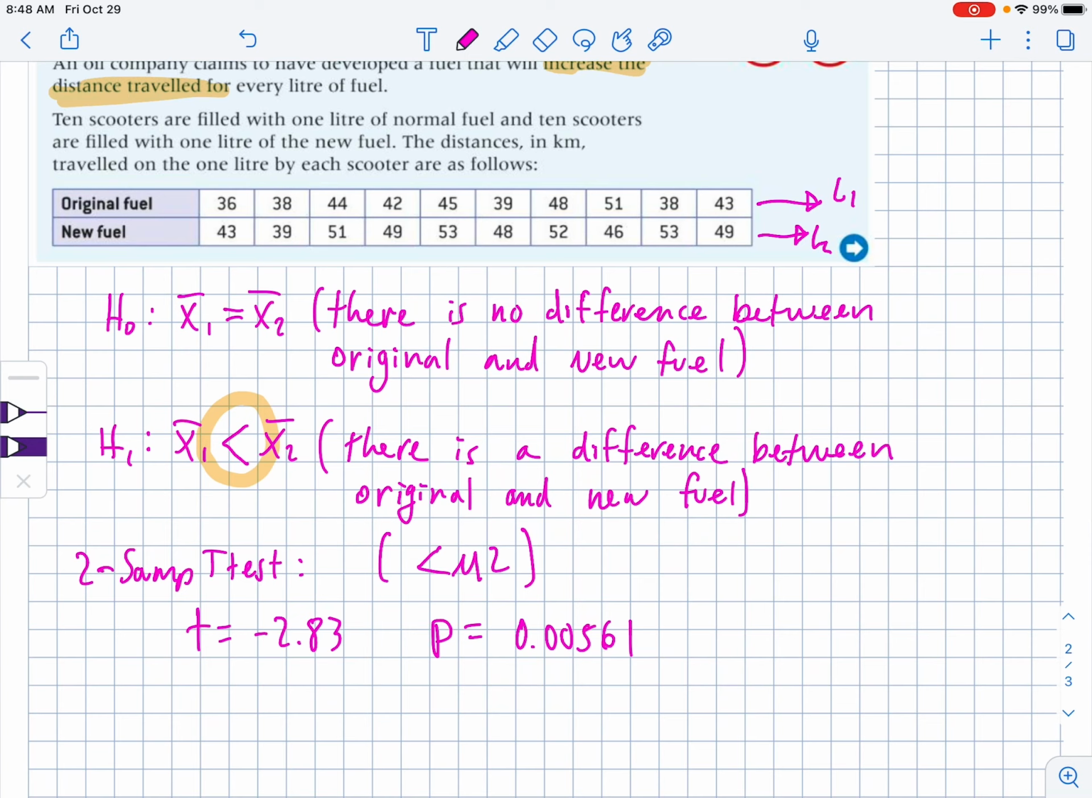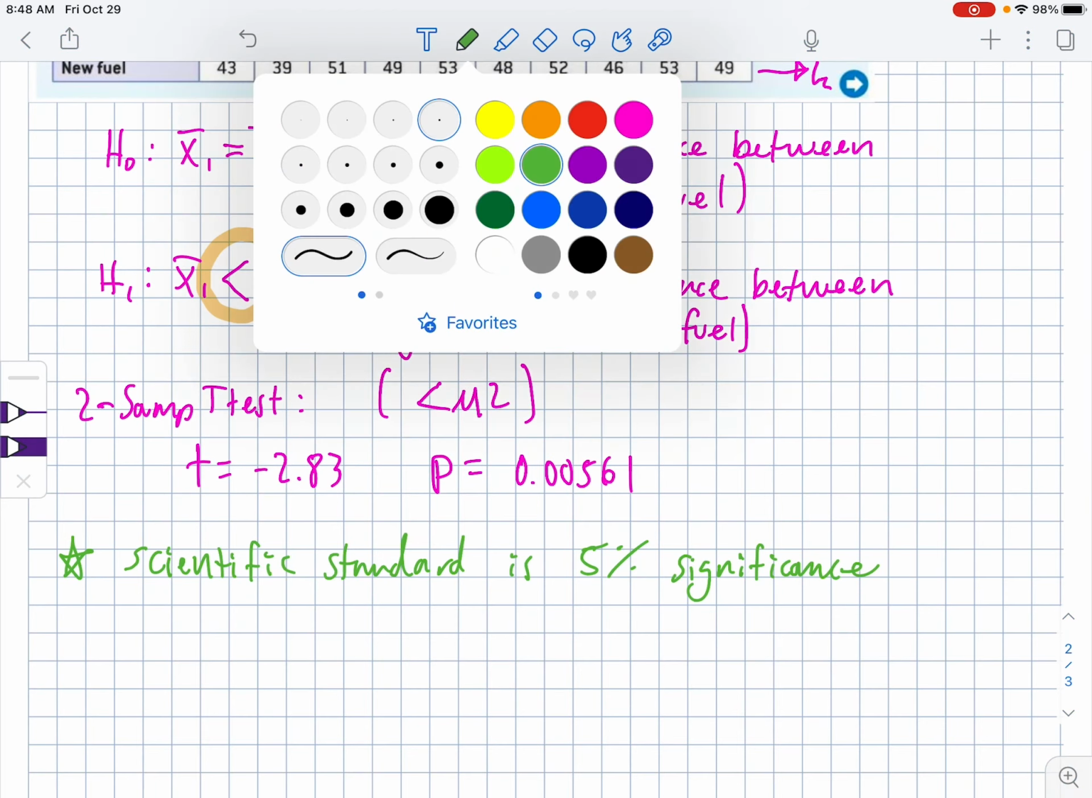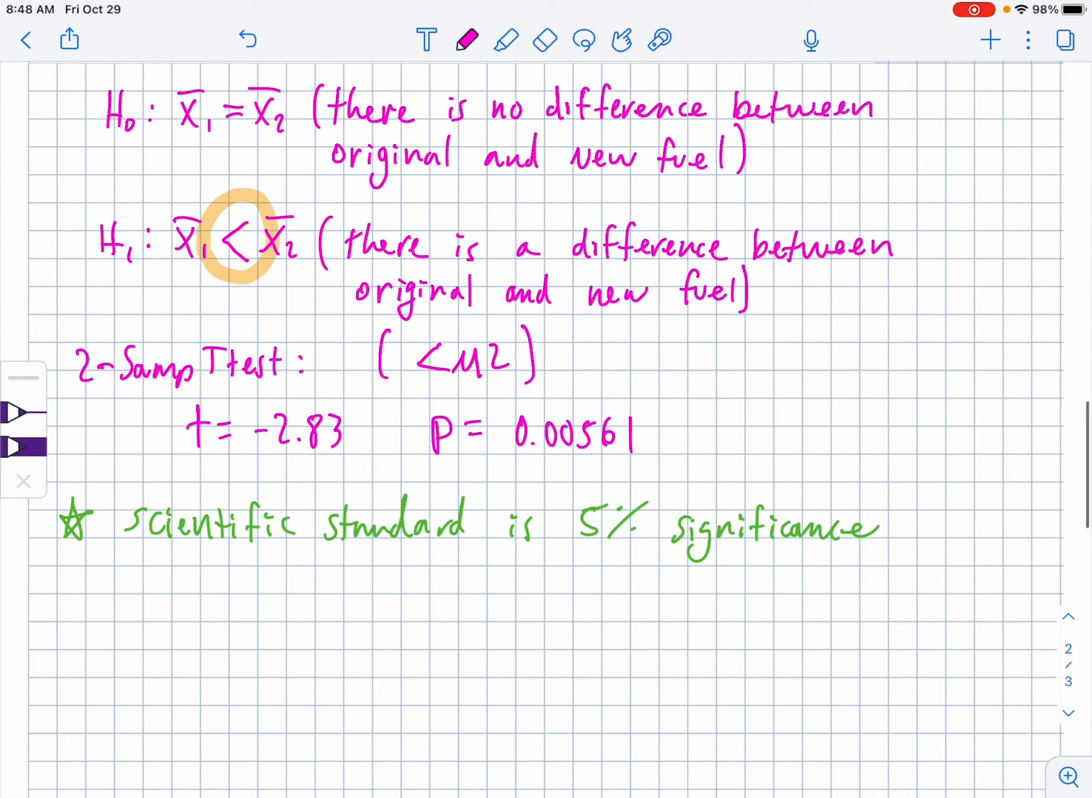They did say in the directions, not the directions on your screen, but in the directions of the book, to test this at a 5% significance level. If it ever doesn't say what significance level to test at, the scientific standard is 5% significance, at least. You have to get at least 5%. So we're going to compare our p-value, which is 0.00561, with 0.05, the 5% significance.